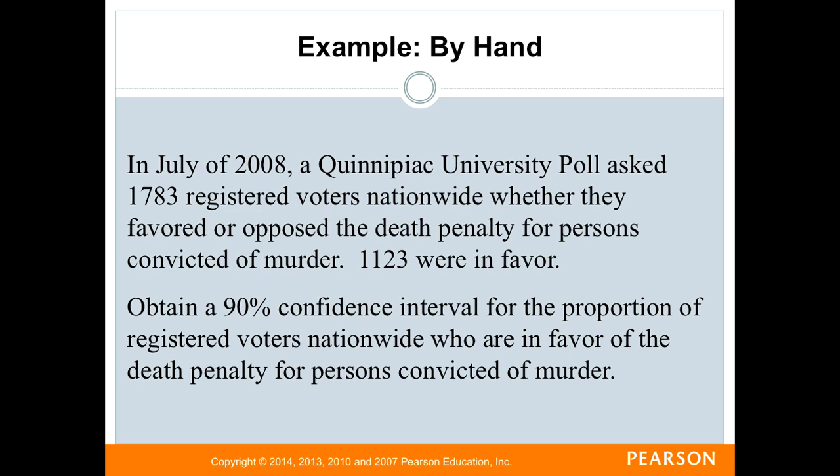So let's look at an example where we calculate this by hand, and after we do it by hand, I'm also going to pop open StatCrunch so you can take a look at that. We have the same poll with our 1,783 registered voters. 1,123 of them said that they were in favor of the death penalty. What we would like to do is obtain a 90% confidence interval for the proportion of registered voters nationwide who are in favor of the death penalty for persons convicted of murder.